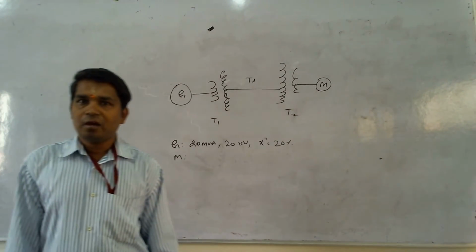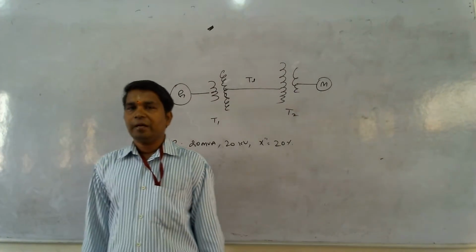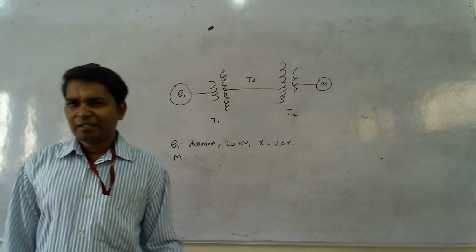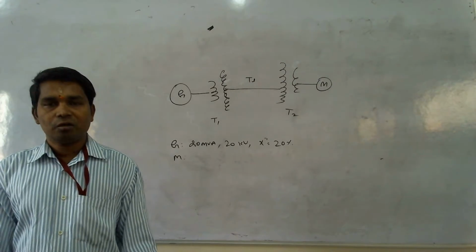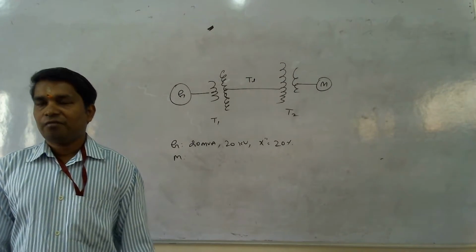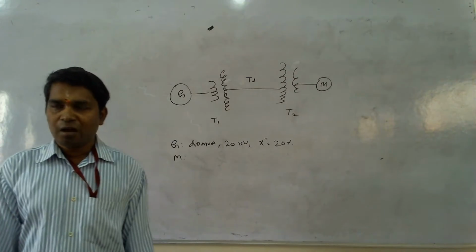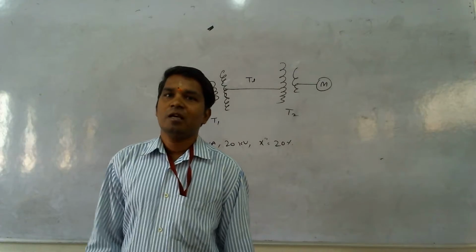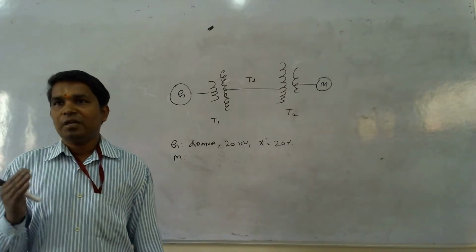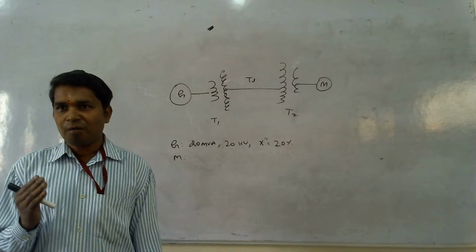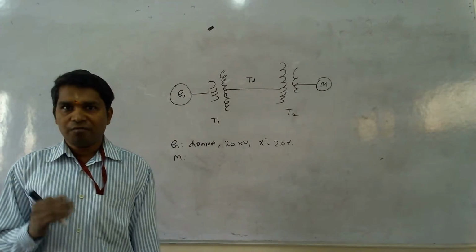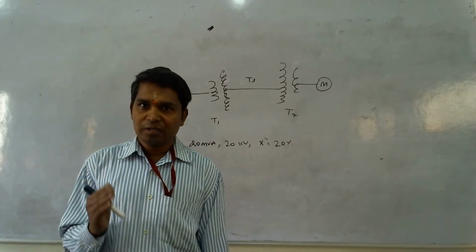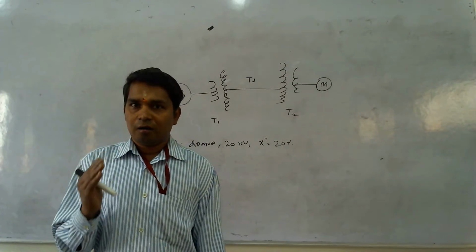Good morning students. Today we are going to discuss how to calculate the reactance diagrams. The reactance diagram is normally used for fault analysis. In power systems, we have two types of fault analysis: symmetrical fault analysis and unsymmetrical fault analysis. In both cases, we have to use the reactance diagram values for the calculation of the fault currents. So today we are going to see how the reactance diagrams can be drawn for a power system.